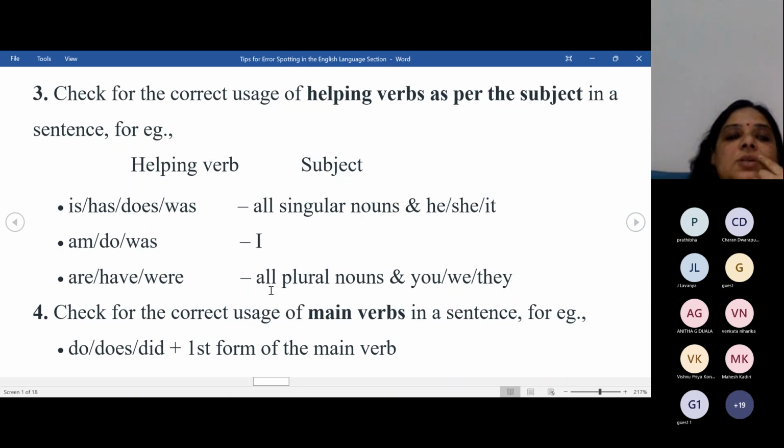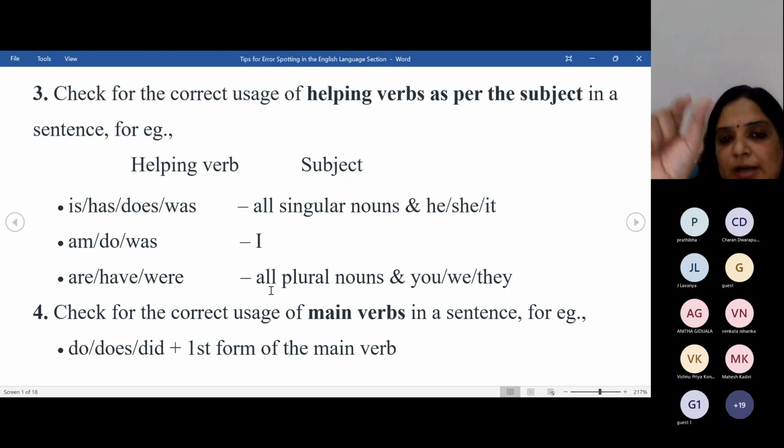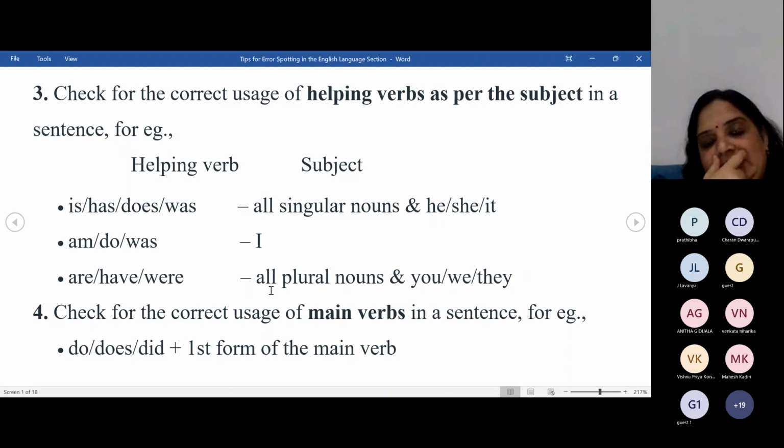Then all the nouns, when you have plural, I am, we are, they are, I have, they have, we have, right? I was doing my work, she was doing her work, they were doing their work, okay? So again, the plural tenses, you have to see where, okay? Again, the subject and the verb agreement, how it works, okay?